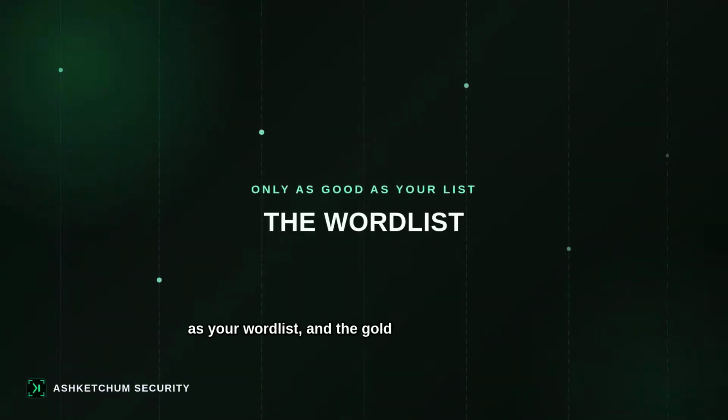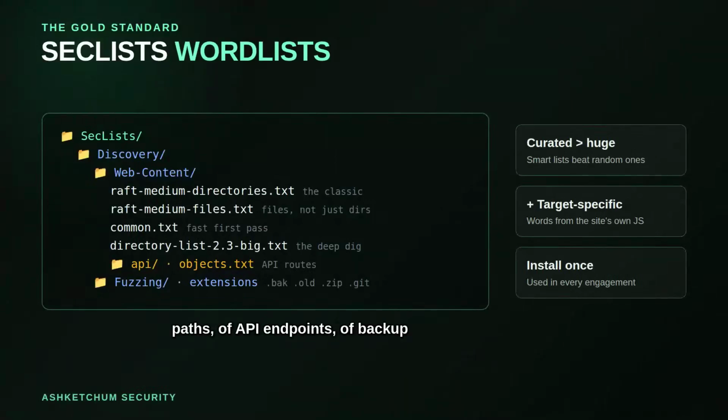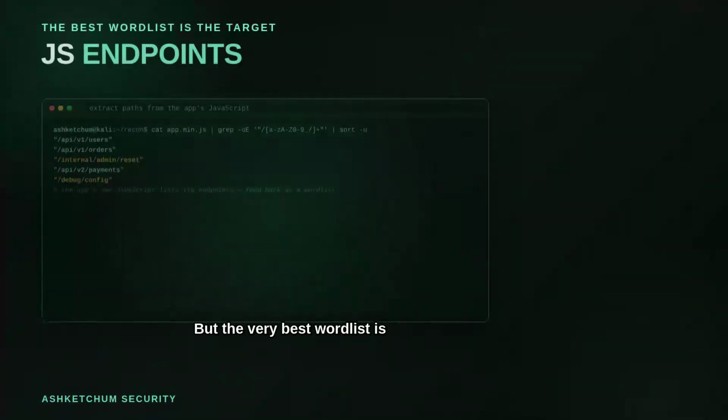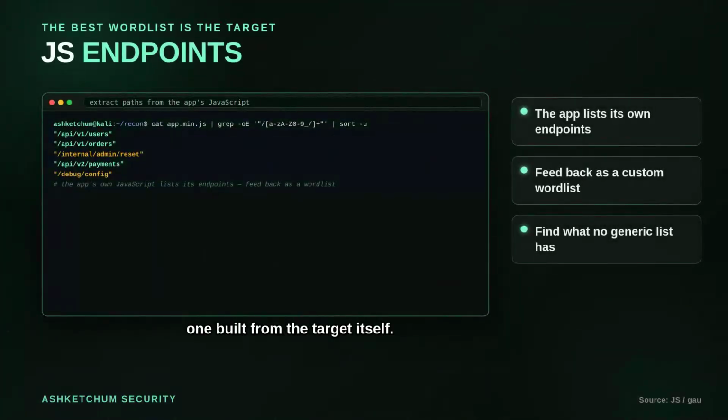There are lists of common web paths, of API endpoints, of backup file names, and lists tuned for specific technologies. The famous ones for content discovery are the raft lists and directory list files, built from millions of real websites. Small, smart, curated lists beat huge random ones every time. Install SecLists once, and you use it in every single engagement.